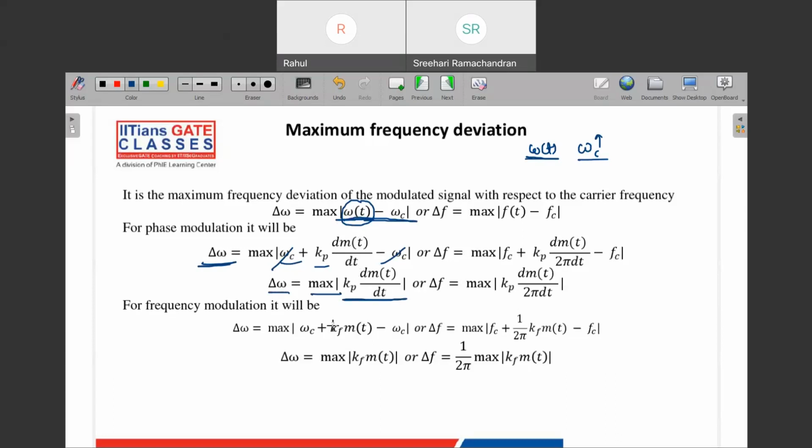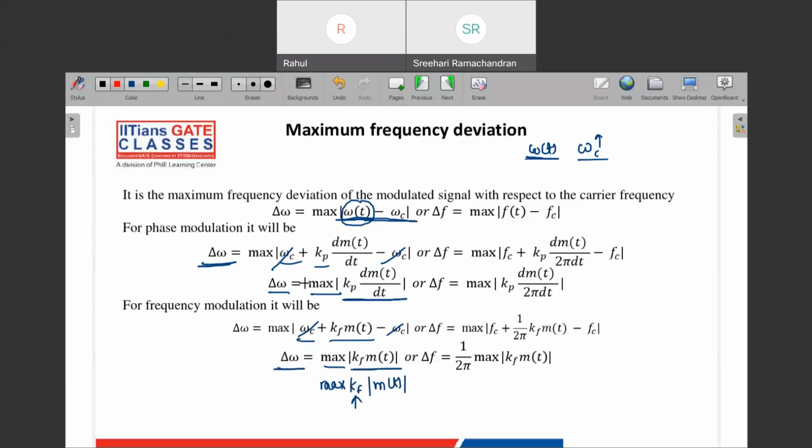In the case of frequency modulation, when I replace this omega t with omega c plus kf mt, again this and this will cancel out each other, and the maximum frequency deviation will be given as max of kf into mt. Sometimes you can also write it as max of kf times mod of mt. We can write it that way when kf is positive. If kf is some negative number, then you have to keep the mod here.